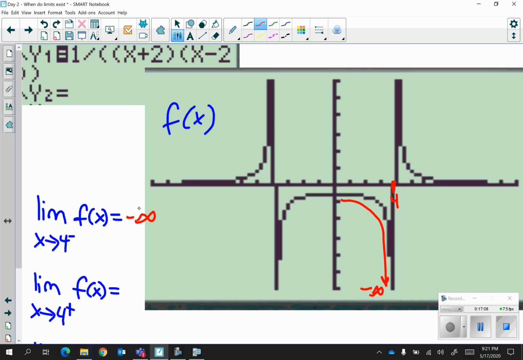Now, as you're approaching this function at x equals 4 from the right-hand side, positives, you are going up towards positive infinity. Now, I know that that kind of looks like it's a decreasing function because you're used to reading it from left to right, but keep in mind that we are coming from the right-hand side. So you're moving from the right, and as you go towards 4, your graph is going up.